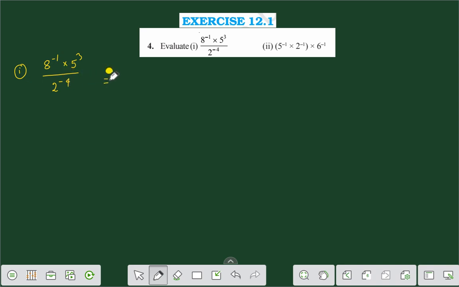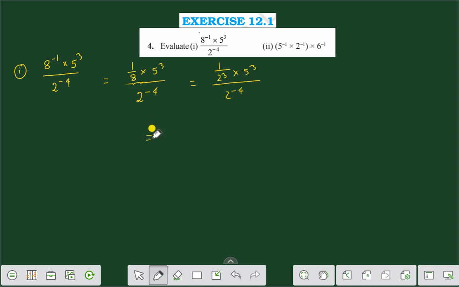It can be written as 1 by 8 into 5 to the power 3 divided by 2 to the power minus 4. Now 1 by 8 can be written as 1 by 2 to the power 3, into 5 to the power 3, divided by 2 to the power minus 4.